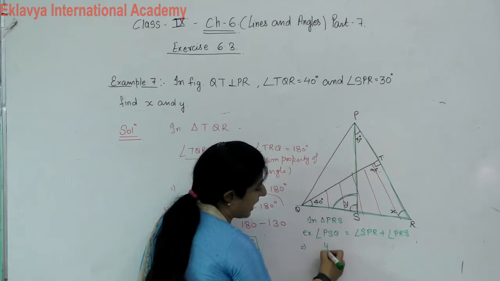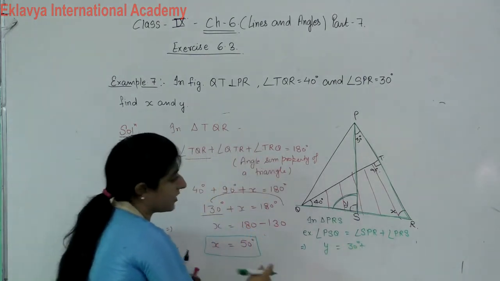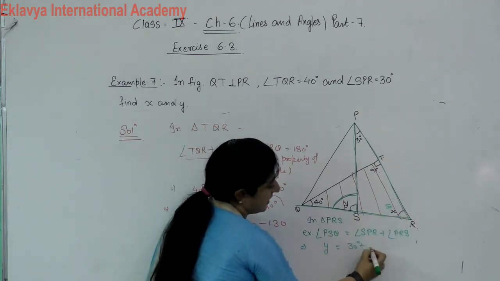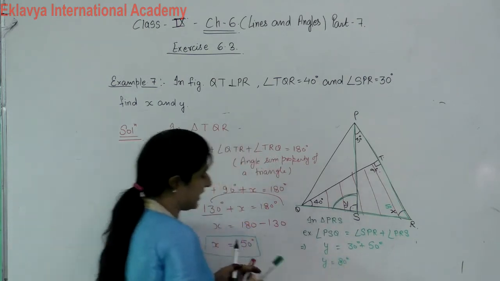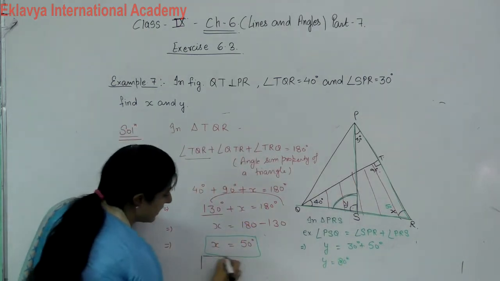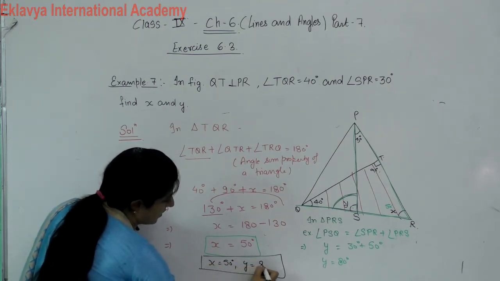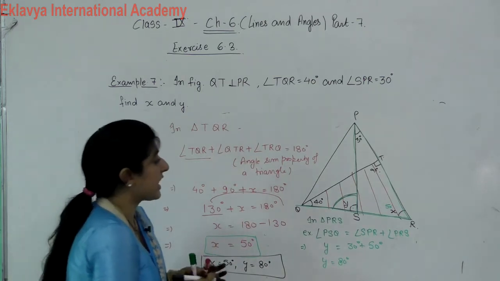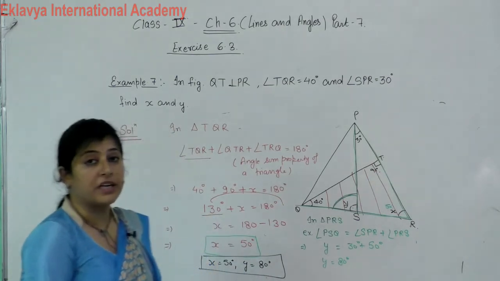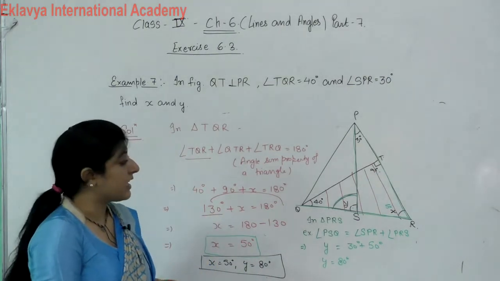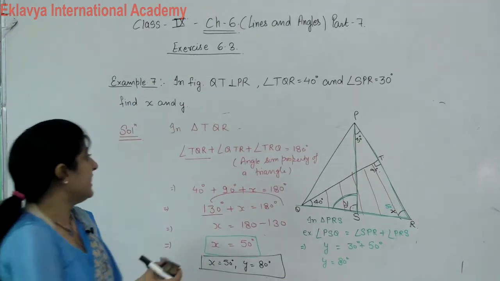We can write down y is equal to 30 degrees plus x value, which is what? 50 degrees. Then y is equal to 80 degrees. Then in the last, show your answer that x is equal to 50 degrees, y is equal to 80 degrees. This way we can solve this question using the angle sum property of a triangle and the exterior angle property. Okay, let's see the next example.